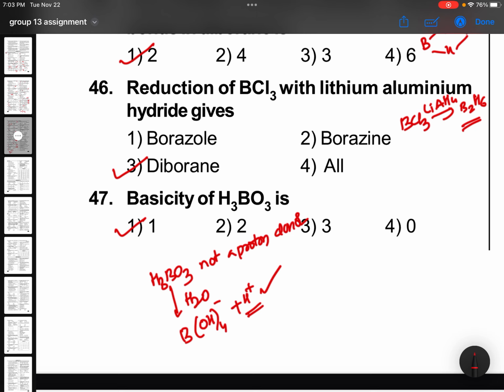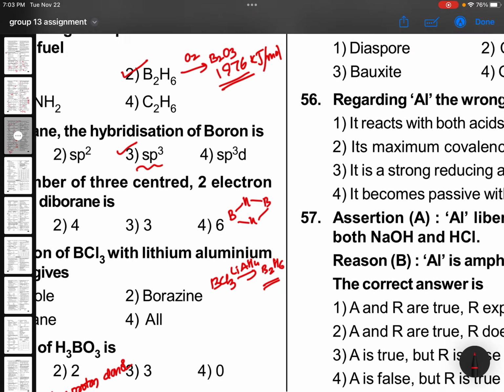It is actually a Lewis acid. It can accept an electron pair. And from the basicity point of view, it can release one proton from water. Now, one interesting point.